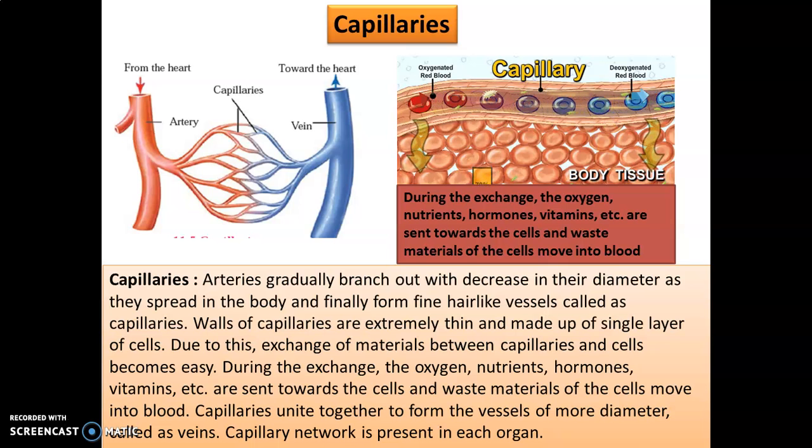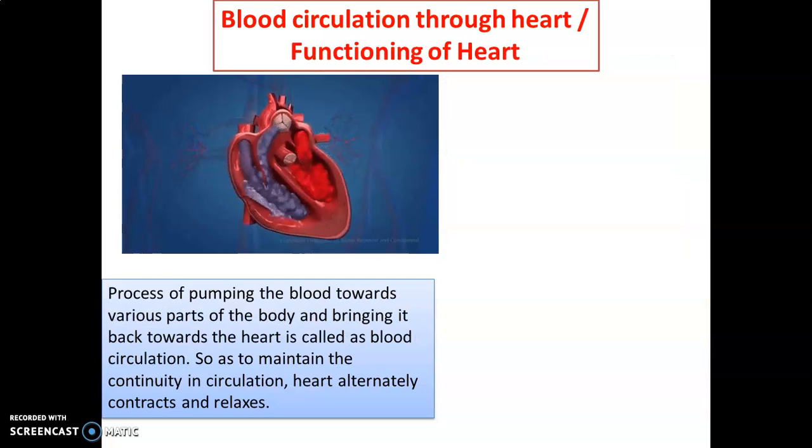Capillaries unite together to form vessels of larger diameter called veins. A capillary network is present in each organ. Arteries become small and very thin and form the capillaries. The capillaries combine together and form a big vein. You can see, children, that all these things are related to each other. They are very similar terms, but what you have to remember is that arteries carry oxygenated blood and veins carry deoxygenated blood.